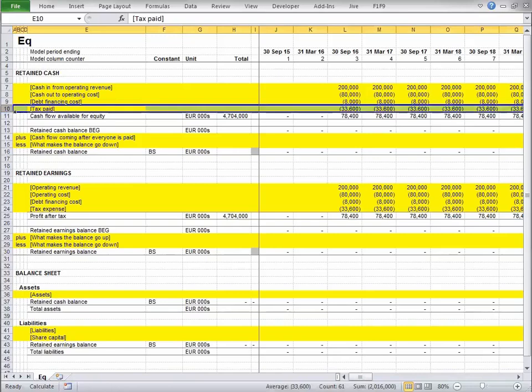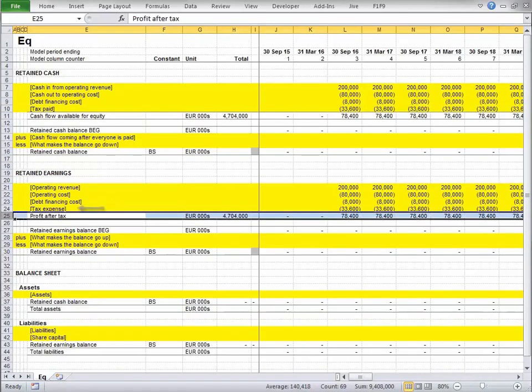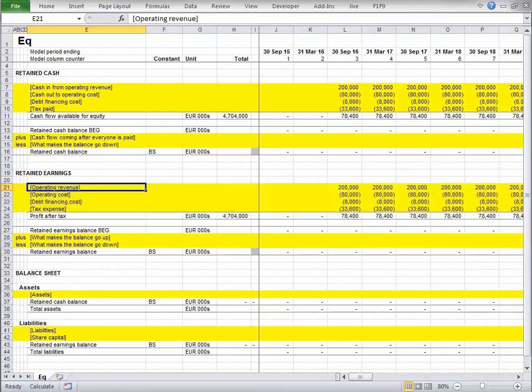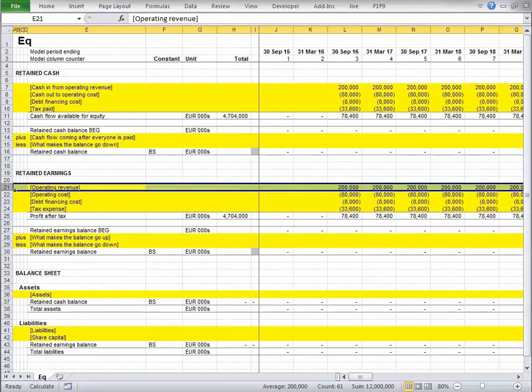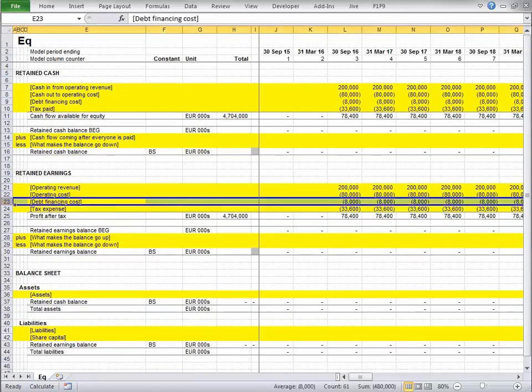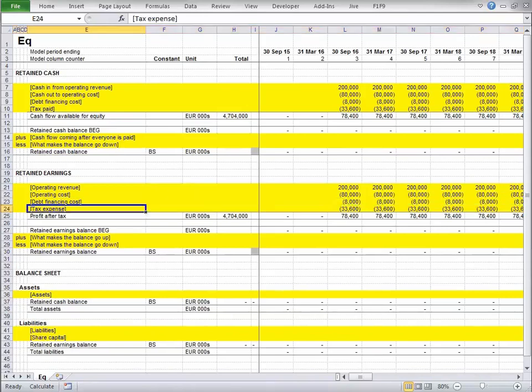And exactly the same post-finance, post-tax philosophy applies to profits that belong to equity. Equity investors have a claim on post-finance and post-tax profits. So here I have a simple income statement that starts with revenue and deducts costs, debt financing costs, which would be things like fees and interest, and a tax expense.